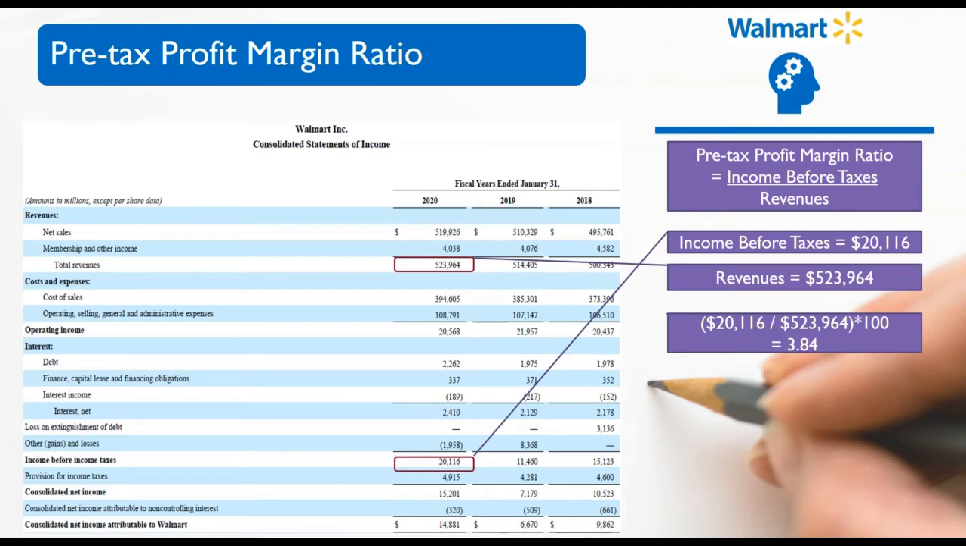How does this compare to Amazon? Well, we can see that Amazon's pre-tax profit margin was almost 5%, whereas Walmart is below 4%. So, in other words, Amazon has a healthier pre-tax profit margin than Walmart, or in simple terms, Amazon is just more profitable than Walmart.